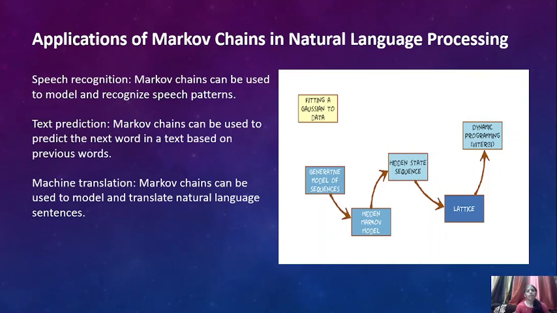Applications of Markov chains in natural language processing. Speech recognition. Markov chains can be used to model and recognize speech patterns. Text prediction. Markov chains can be used to predict the next word in the text based on previous words. Machine translation. Markov chain can be used to model and translate natural language sentences.